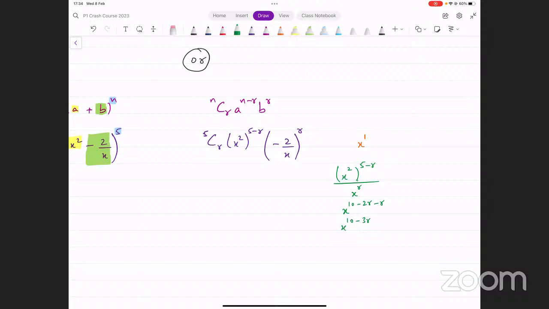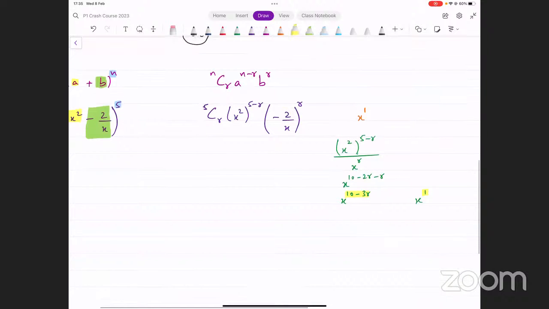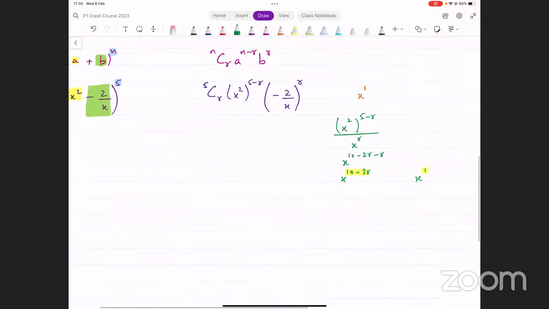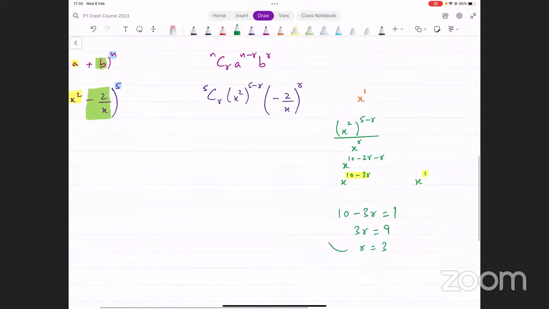What were we looking for? We were looking for x power 1. Just compare the two. The power should equal 1 because that's the term that we're looking for. We put this equal to 1. 10 minus 3r equals 1. And that gives us 3r equals 9. And the value of r turns out to be 3. Once we know the value of r is 3, we put this back here.